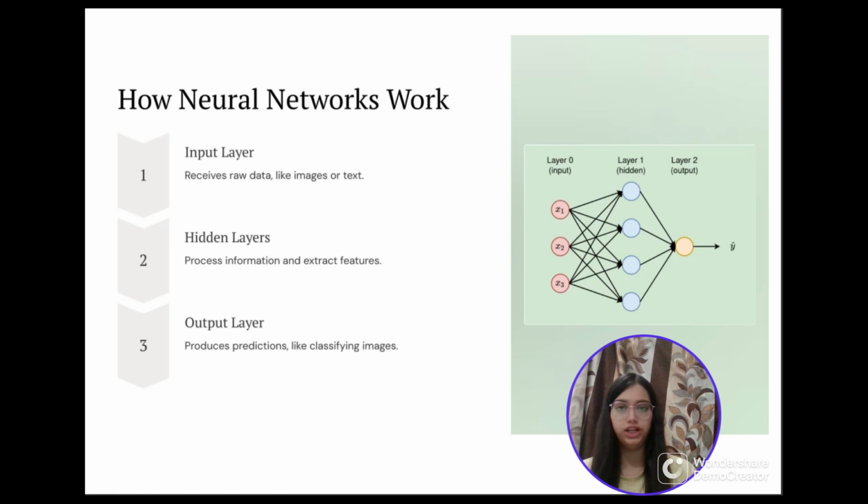The third one is the output layer. The processed data from the hidden layers is converted into the final output. For instance, it might predict whether an image contains a dog or a cat, or even output probabilities.